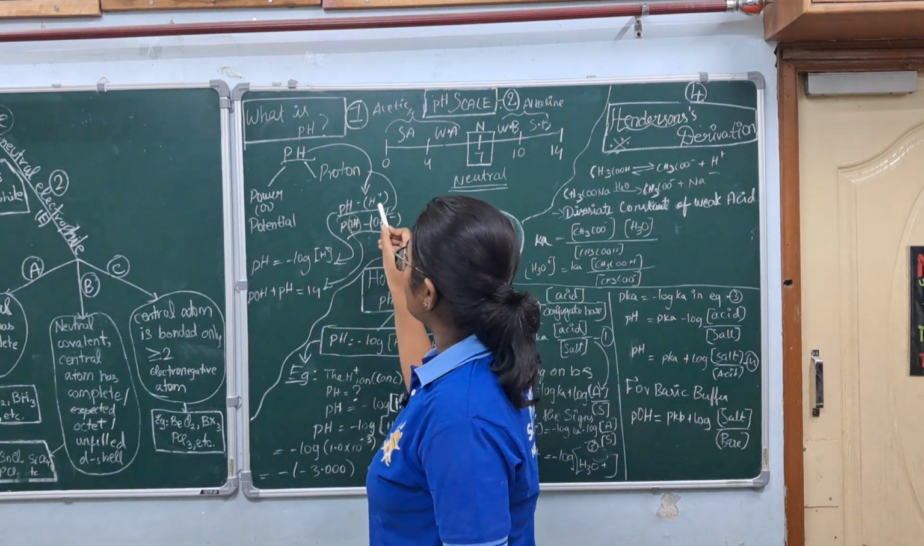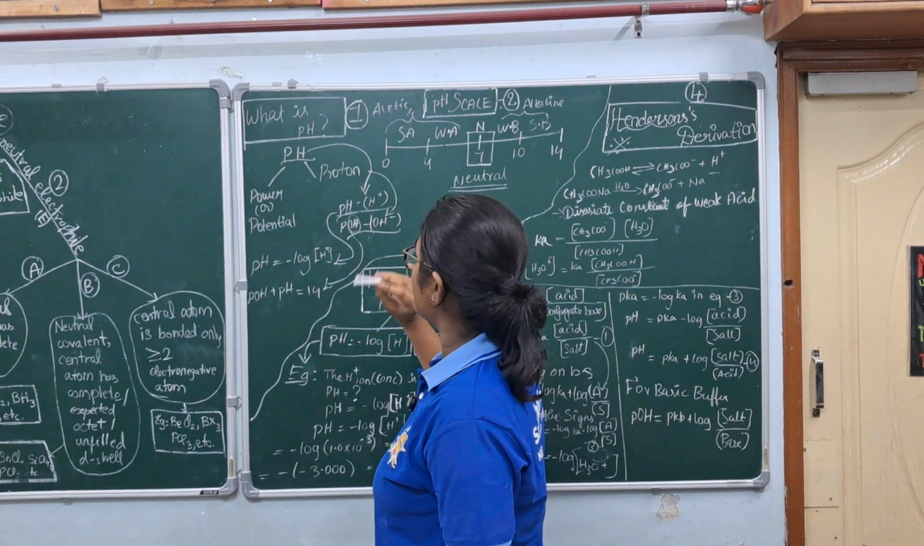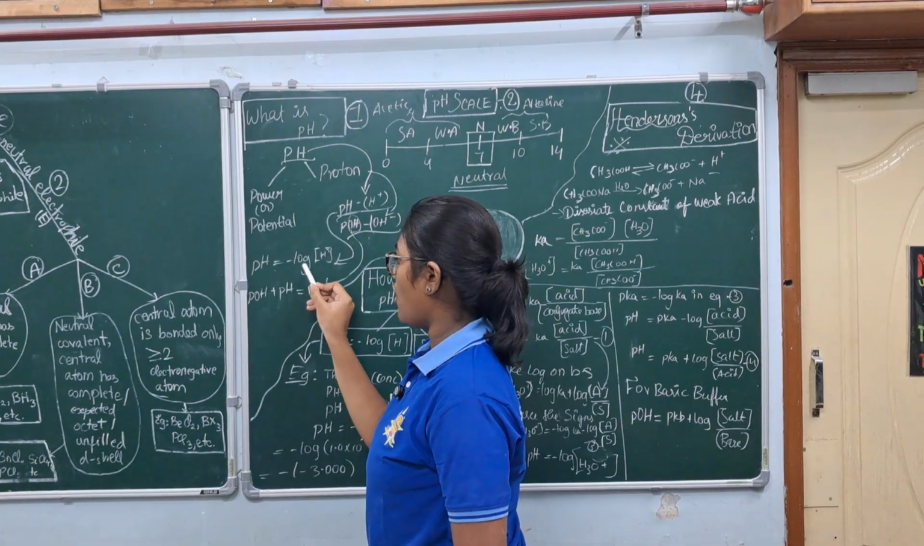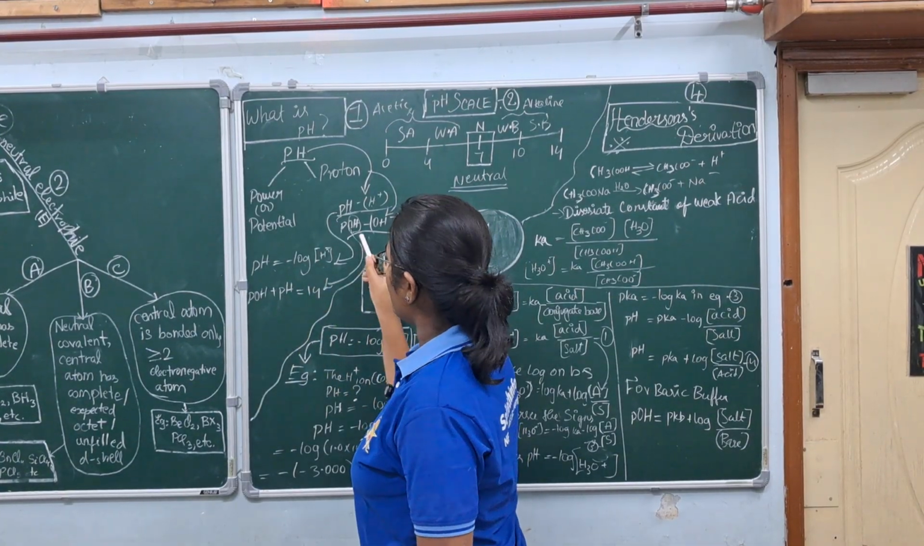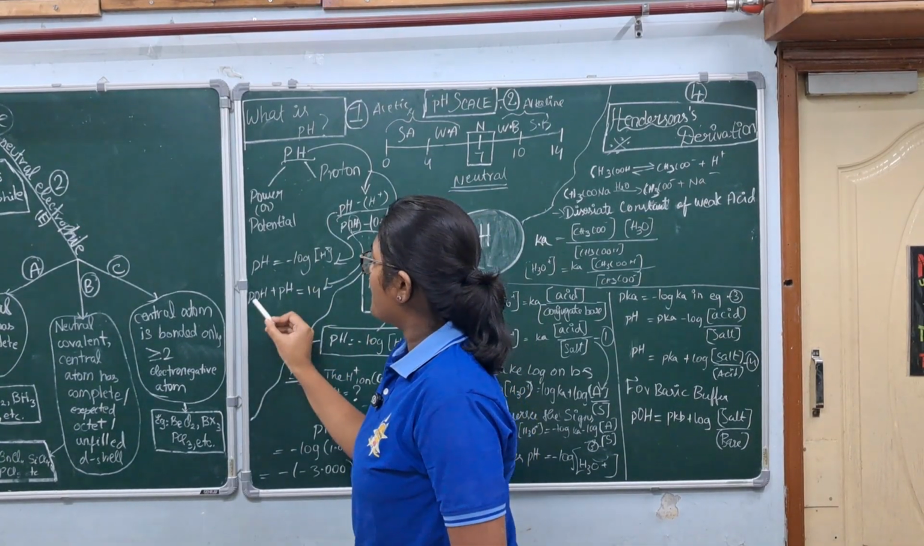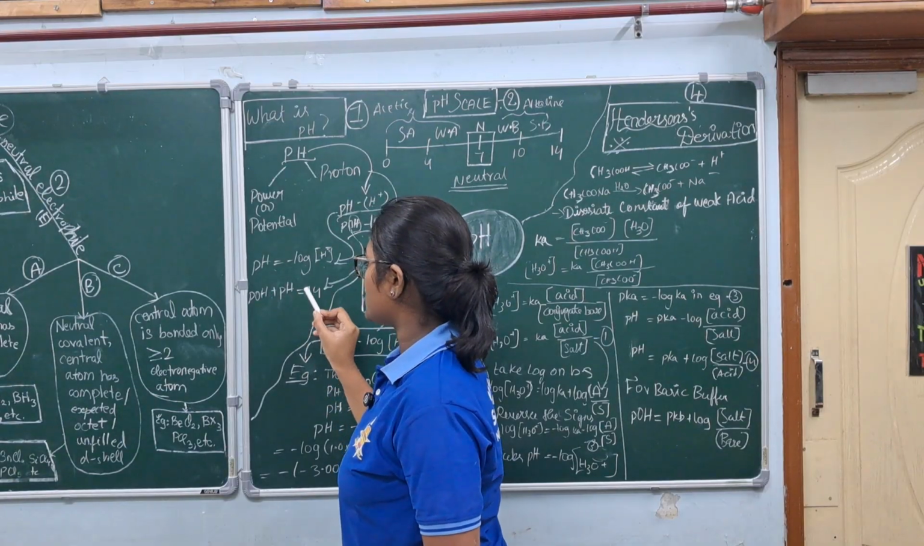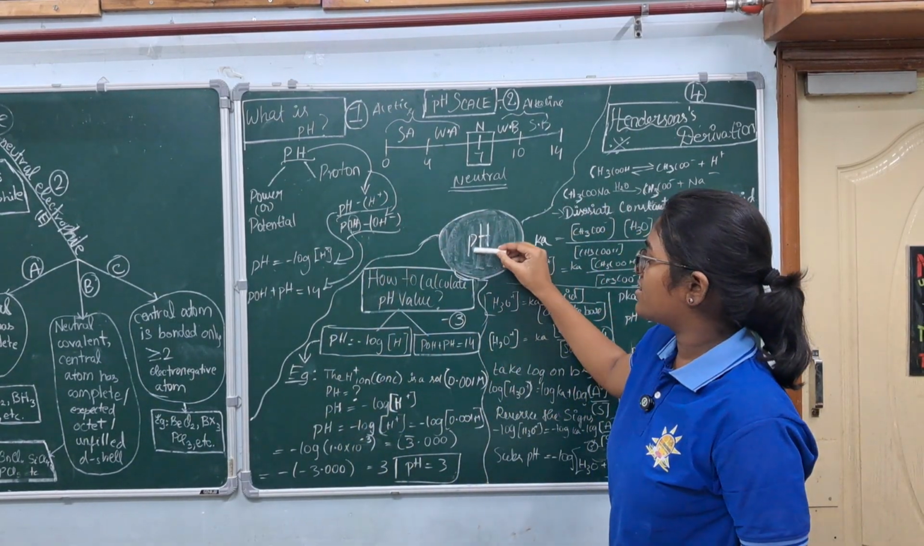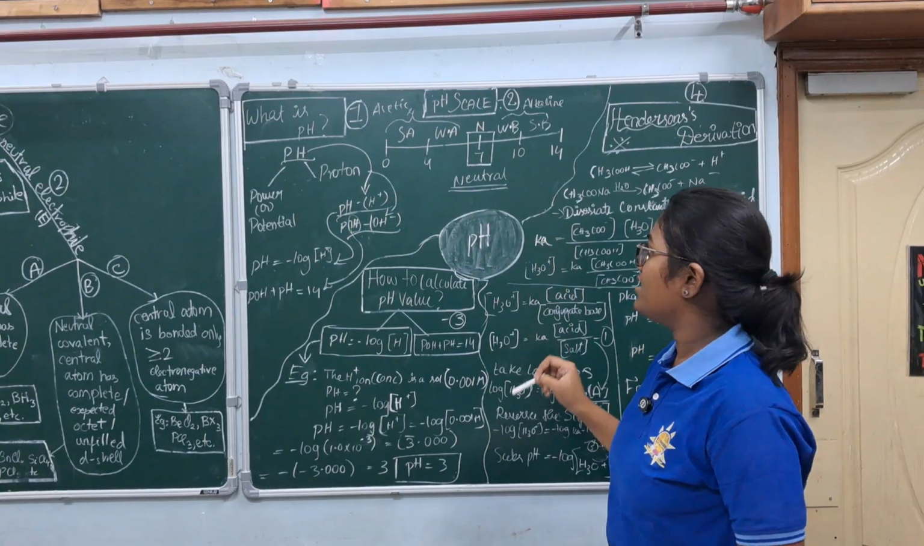The first one, which we determine with H plus, is pH is equal to minus log H plus, and the second one, with OH minus, is pOH plus pH is equal to 14. The most important thing is that p should be in small letter and H should be in capital.